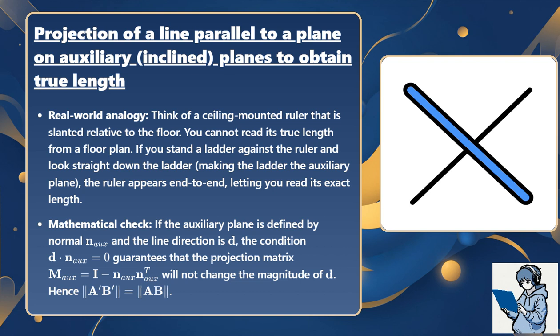Mathematical check. If the auxiliary plane is defined by normal n_aux and the line direction is D, the condition D · n_aux = 0 guarantees that the projection matrix M_aux = I - n_aux n_aux^T will not change the magnitude of D, hence the norm of A'B' equals the norm of AB.